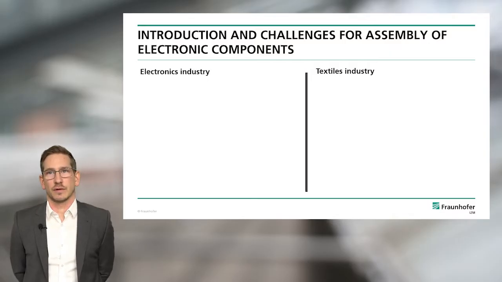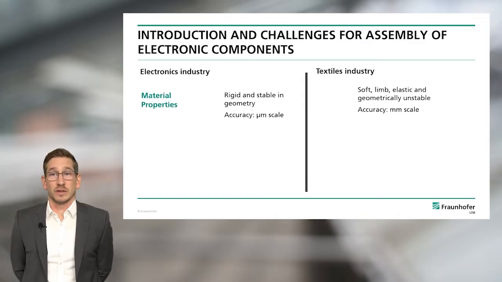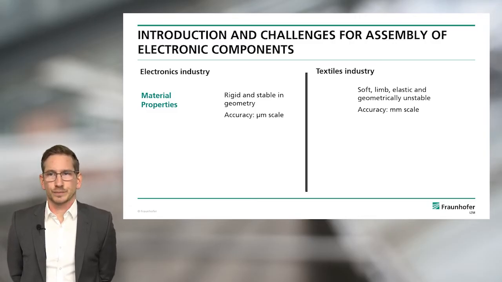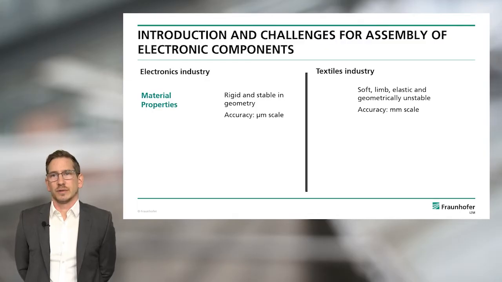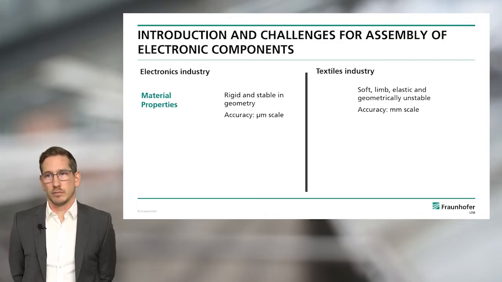general challenges of integrating electronic components into electrical circuits. And therefore I want to basically compare the industries a little bit. In the electronics industry, you usually work with rigid and very geometrically stable materials, and the accuracy is in the micrometer scale. In the textile industry, that is a bit different. Most of the materials are very soft, limp, some of them are very elastic, and that means they are geometrically unstable. And also the accuracy is completely different. If you're lucky, you work in a lower millimeter scale.